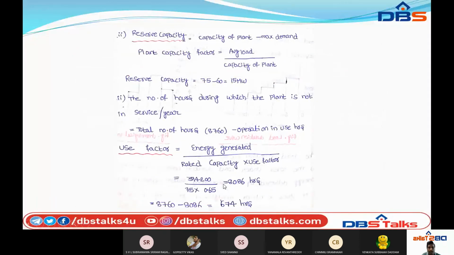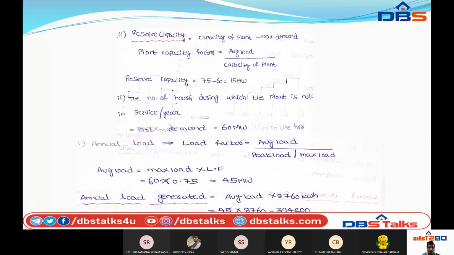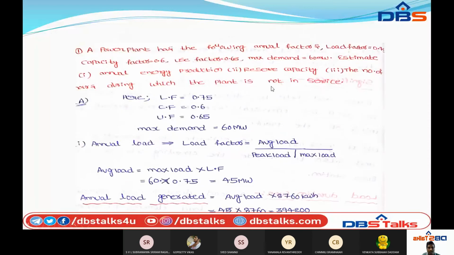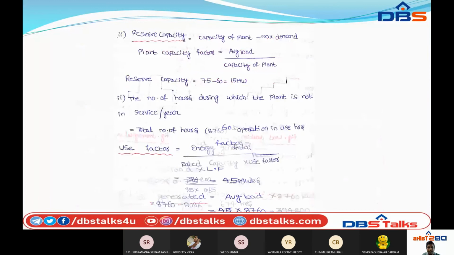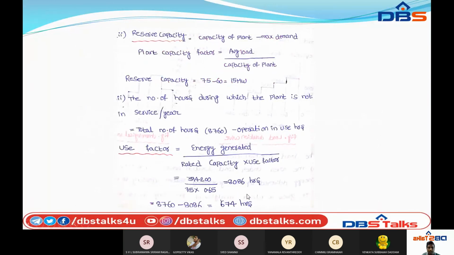From that 8086 hours, we are subtracting 8086 from total number of hours. 8760 minus 8086. Finally, we get 674 hours, the number of hours during which the plant is not in service. That means the plant is not in service for 674 hours. On a yearly annual basis, for 674 hours the plant is not in operation. Finally, we calculated the hours per year.